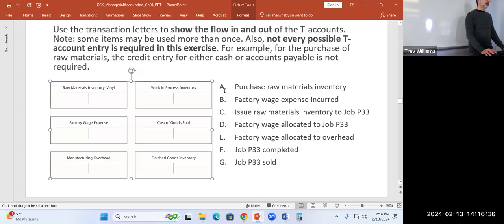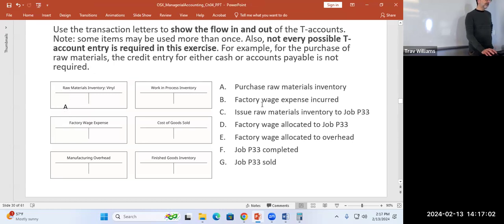So we need to figure out which accounts we're going to record each of these transactions in. We bought some raw materials inventory. Which account would we record that in? A debit to raw materials inventory. Perfect. So I'm going to put A over here. Okay.